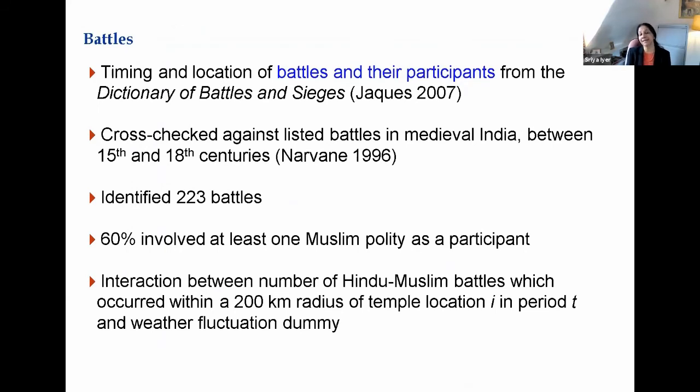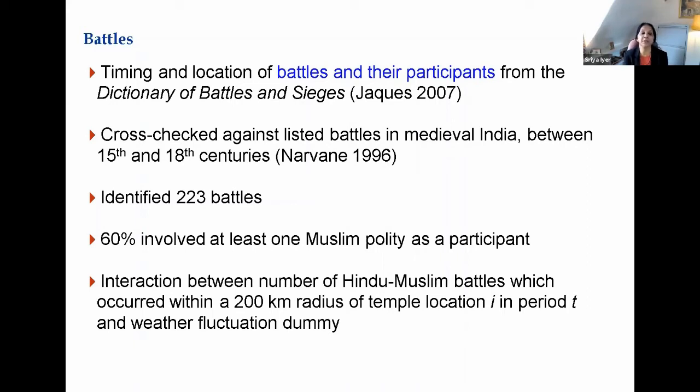To investigate this, we collected data on battles and their participants from the Dictionary of Battles and Sieges. Now, that's an international source of 8,500 battles, and we cross-checked the Indian battles that were there with a local Indian source, which is Narvane, who looked at battles in medieval India between the 15th and 18th centuries. And if they appeared in both sources, we then used them in our project.